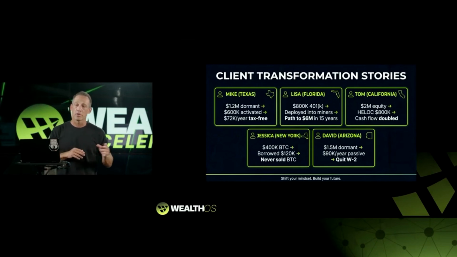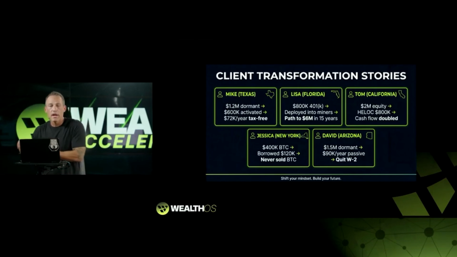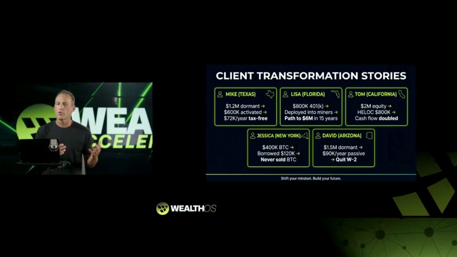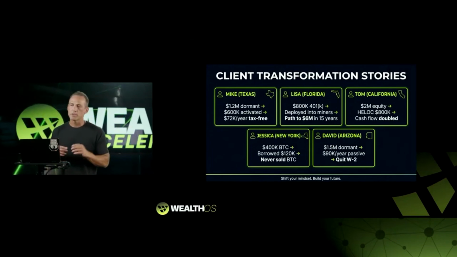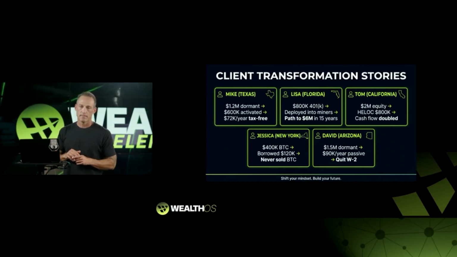Tom in California, real estate guy, $2 million in equity doing nothing. Pulled some of his equity out, bought 3 more properties. Now his cash flow doubled. Jessica in New York, 400,000 in Bitcoin, borrowed about 120 against it, deployed it into something I call the strike convexity trade. I'm going to break it down for you a little bit. Never had to sell her Bitcoin. David in Arizona, 1.5 million in dormant capital, activated about 40% of it. Now he's generating about 90,000 a year passive. Now, we've had hundreds and hundreds of people that have gone through this system that all have similar results.